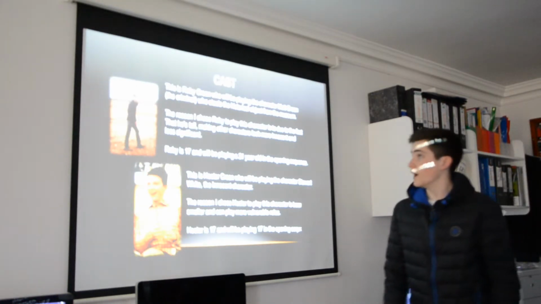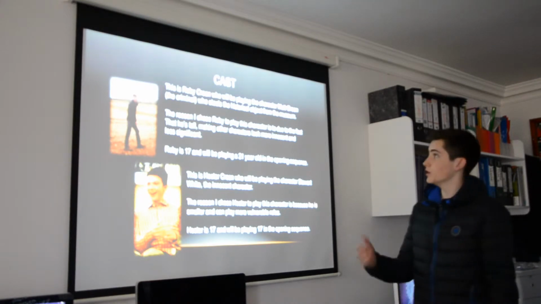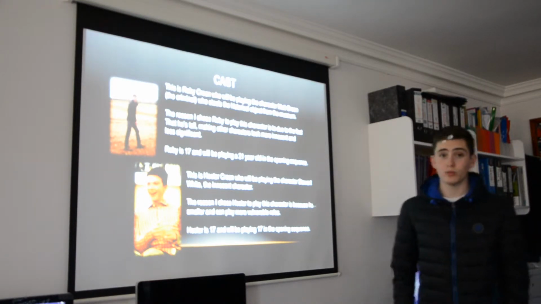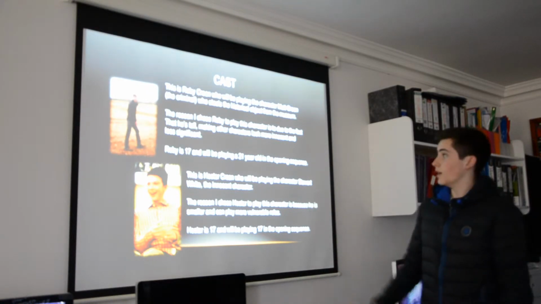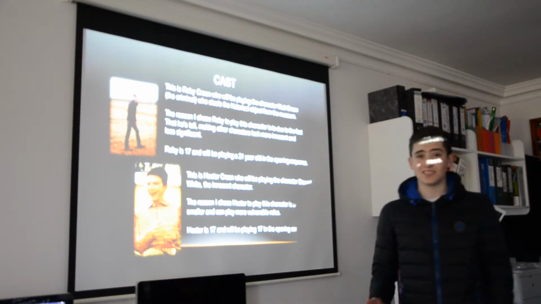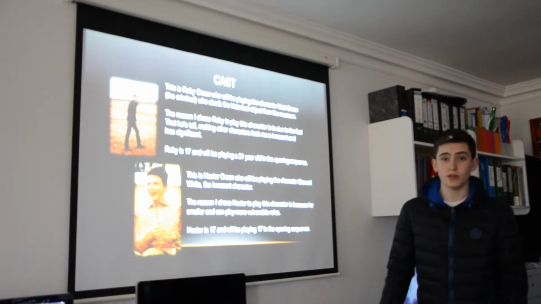The cast. Top left here is Roby Green, who will be playing the character Matt Green, the criminal, who steals the historical object from the museum. The reason I chose Roby to play this character is due to the fact that he's tall, making other characters look more innocent and less significant. Roby is 17 and will be playing a 21-year-old in the opening sequence.